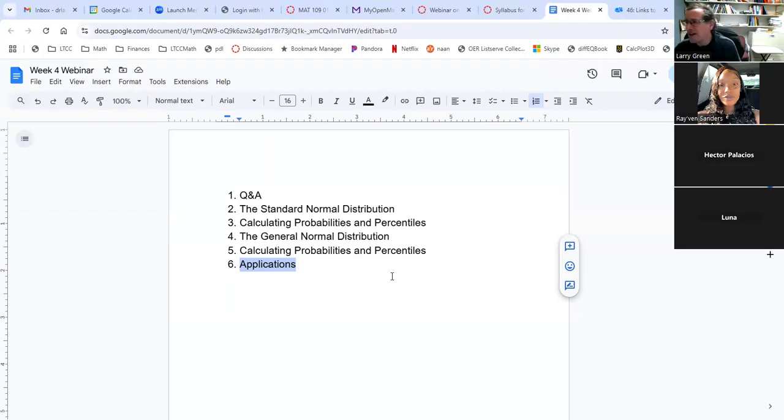So I want to let you know, this is the week 4 webinar, and this is week 4. What's important about the number 4? Why is the number 4 important? Yeah, it's an even number. Hopefully you know the number 4 is an even number, which means you have an exam this week. So you will have your week 4 exam to do.